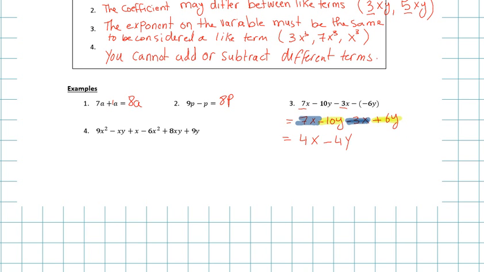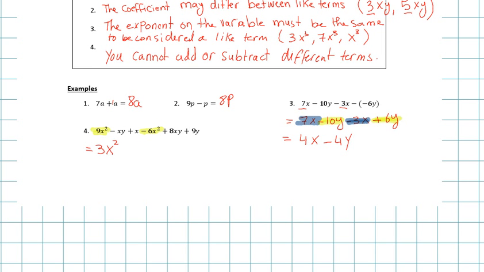So, what are like terms here? 9x squared and 6x squared, negative 6x squared. You always have to take it with the sign right before it. Okay? So you have 9x squared, take away 6x squared. What do you get? 9 take away 6 is 3x squared. Keep the variable the same. Okay?